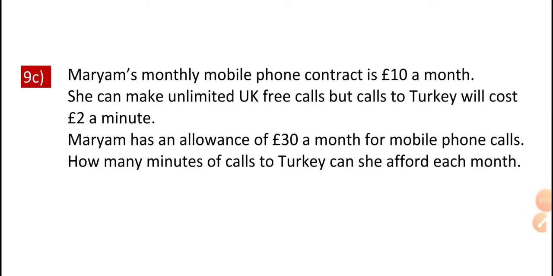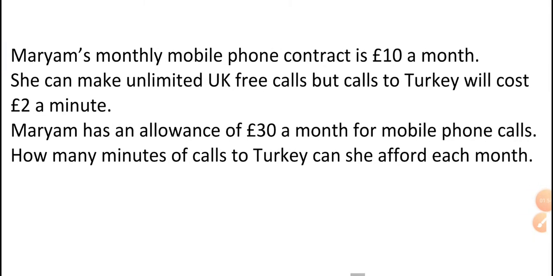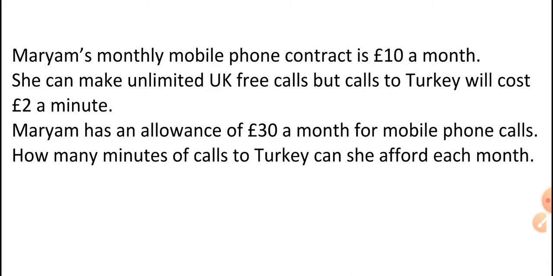So question 9c. Mariam's monthly mobile phone contract is £10 a month. She can make unlimited video calls, but calls to Turkey will cost £2 per minute. So this £10 a month means that regardless of whether she makes a phone call or not, she'll have to pay £10 every month. And then she can call any of her friends or family in the United Kingdom for free, that doesn't matter. But calls to Turkey will cost her £2 a minute because it's a foreign country.